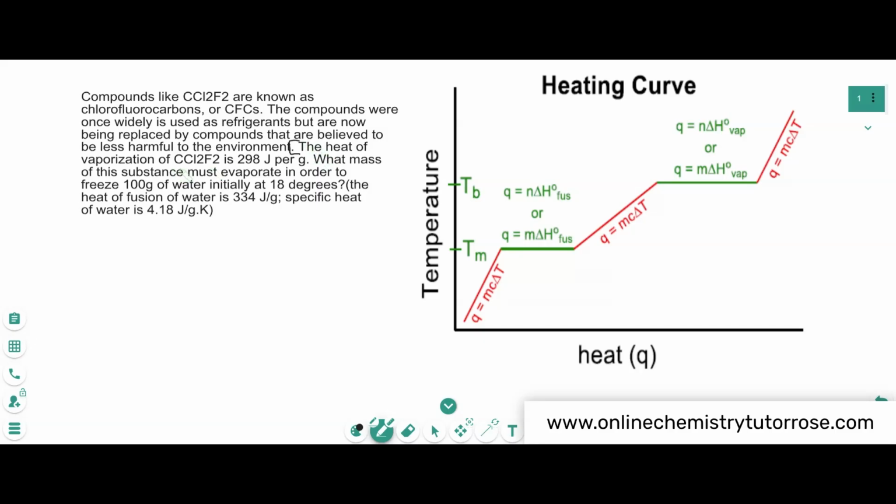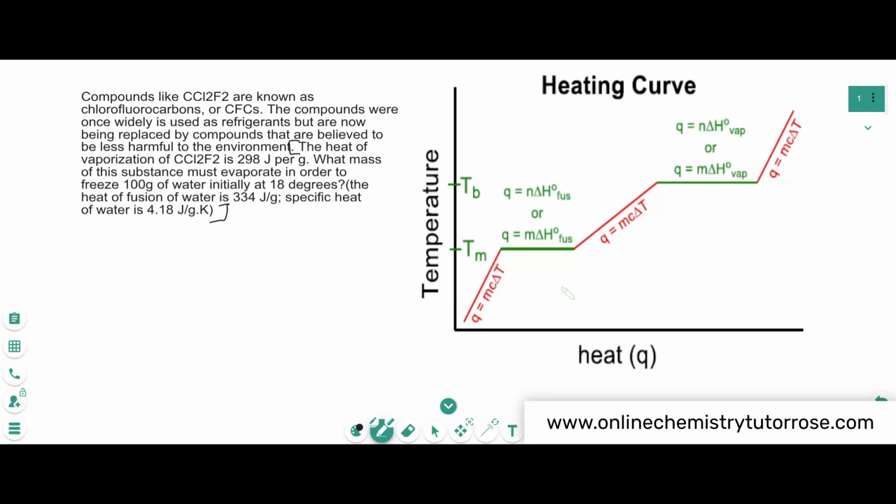The heat of vaporization of CCl₂F₂ is 298 joules per gram. What mass of this substance must evaporate in order to freeze 100 grams of water initially at 18 degrees? The heat of fusion of water is 334 joules per gram and the specific heat of water is 4.18 joules per gram Kelvin.